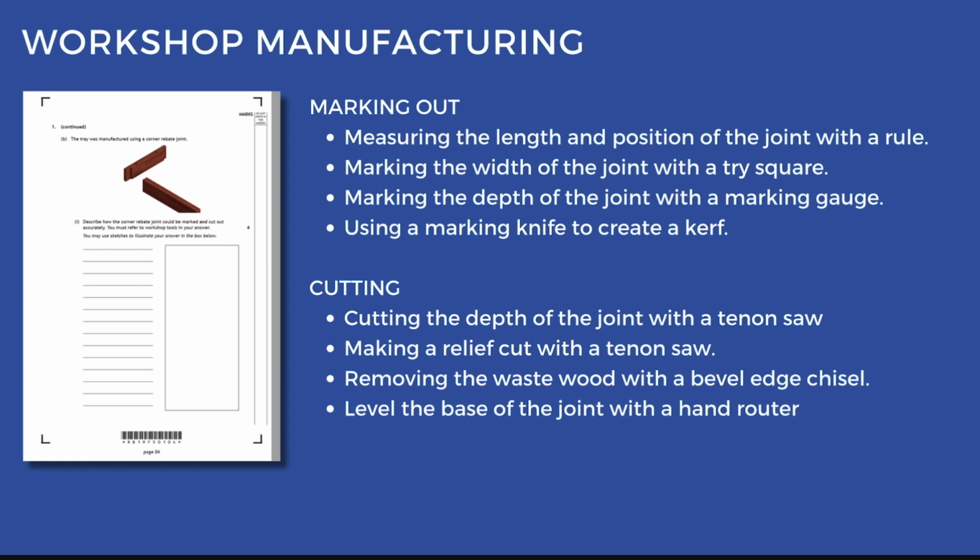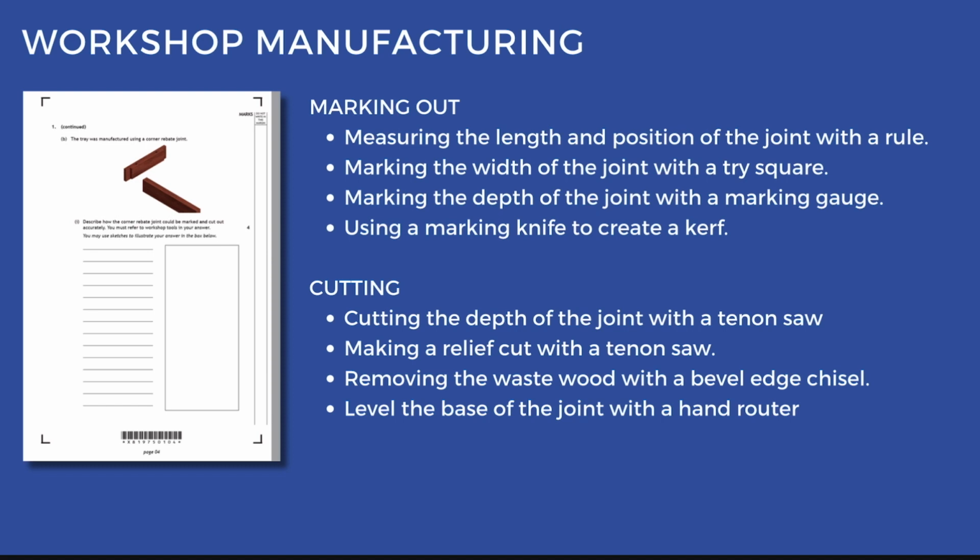So some of the stages you can include in your answer are measuring the length and position of the joint with a rule or with a steel rule. Now it's important to mention here that steel rules can only be used for measuring, not for marking out. The next point is marking the width of the joint with a tri-square, so that's you marking the different lines across the material using a tri-square to show how wide the joint is.